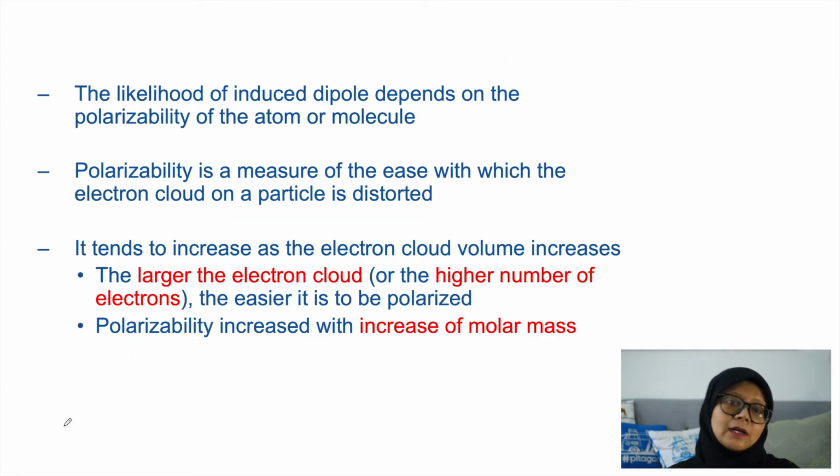The induced dipole depends on the polarizability of the atom or molecule. We have discussed polarizability in Fajan's rule, where polarizability depends on two factors: first the charge, and second the size. Polarizability is a measure of the ease with which the electron cloud of a particle is distorted, that is, the movement of electrons. It tends to increase as the electron cloud volume increases, because the larger the electron cloud or the higher the number of electrons, the easier it is to polarize. Polarizability also increases with the increase of molar mass.